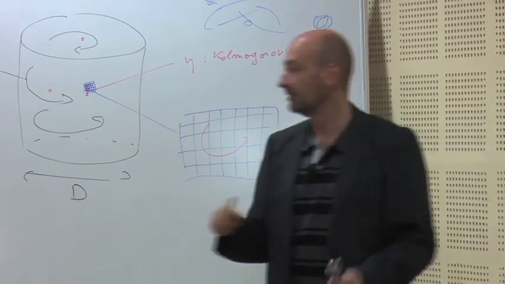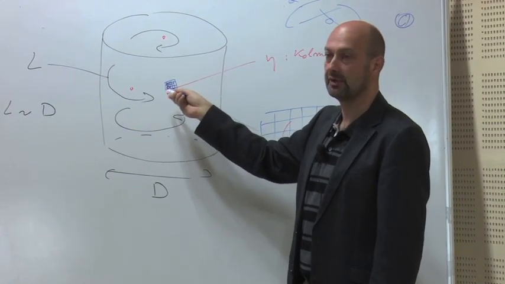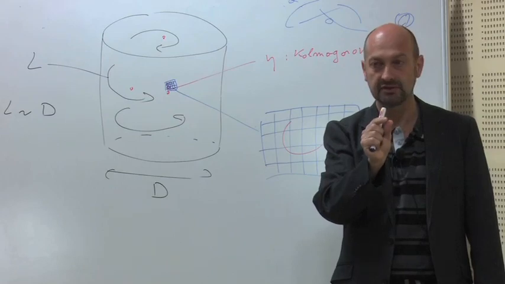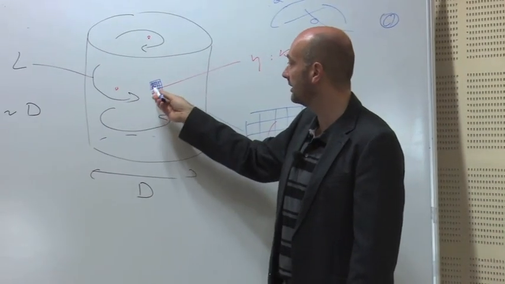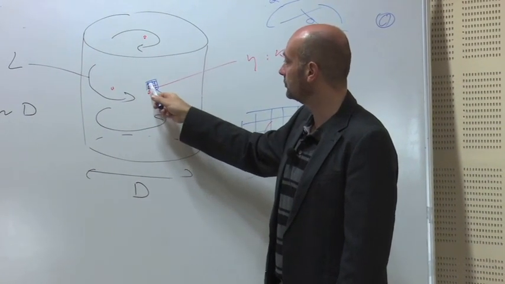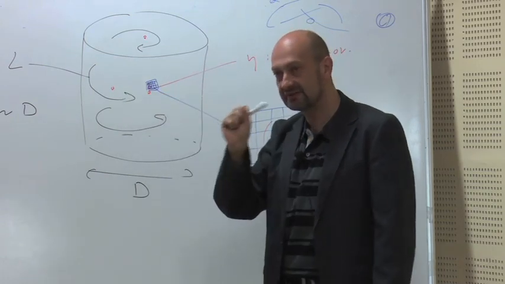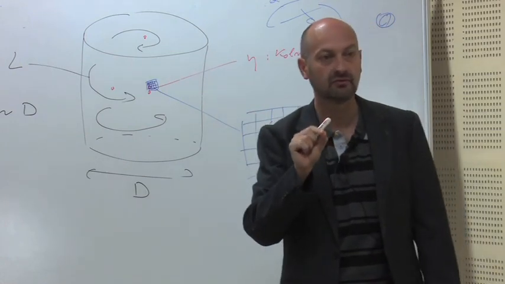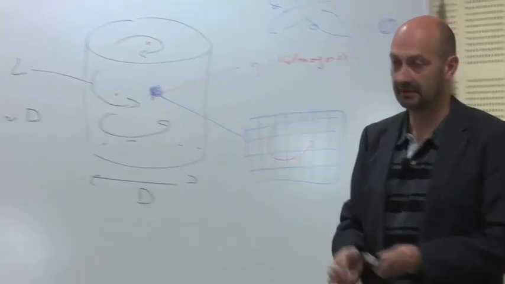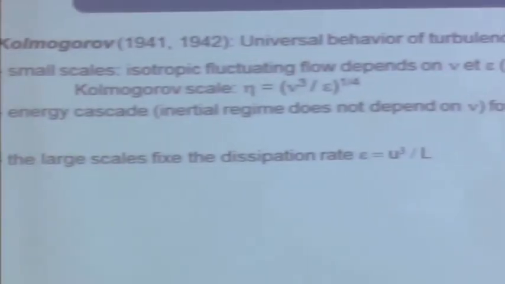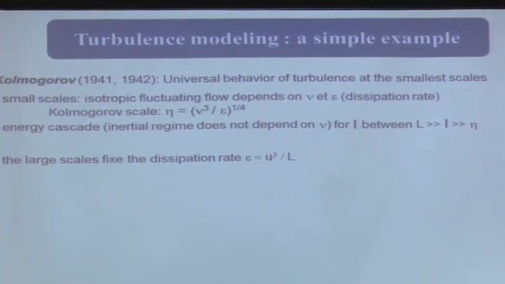The only thing you can avoid is solving the small structures, because these are the ones that are very time consuming, because you need very small mesh grids over a very wide domain. So the idea of turbulence modeling is how we can avoid the simulation of these small eddies, these small vortices. But the problem is these small vortices have a drastic impact on the flow, because these small eddies are in charge of the dissipation of energy.